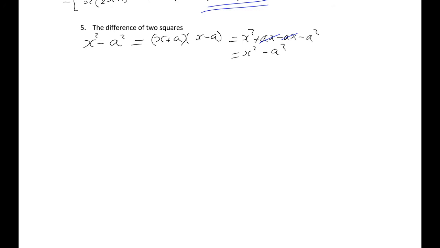Now, this can look a bit different. I could give you 4y squared minus 9b squared. And that would equal (2y plus 3b)(2y minus 3b). Okay, and as I said, that's pattern recognition that will just come up inside of other problems, right? So watch out for that.